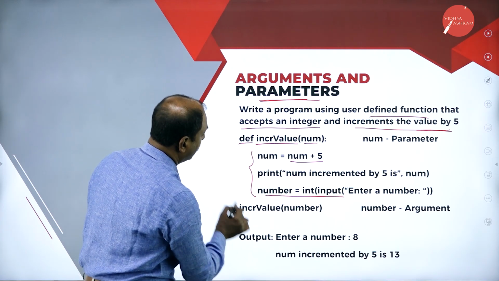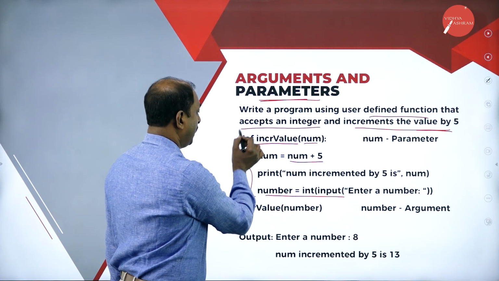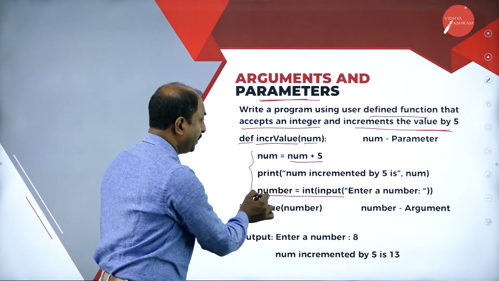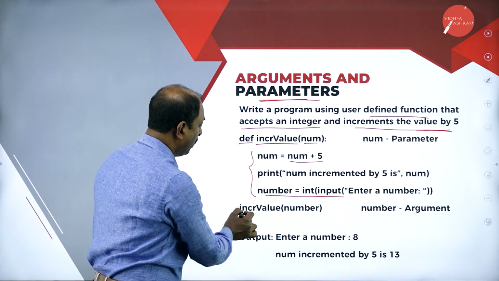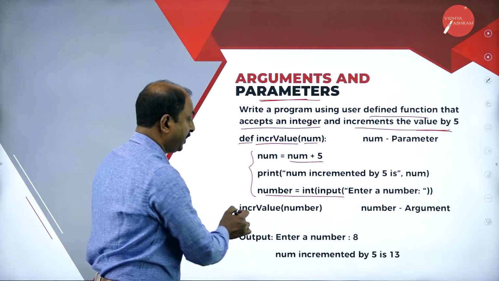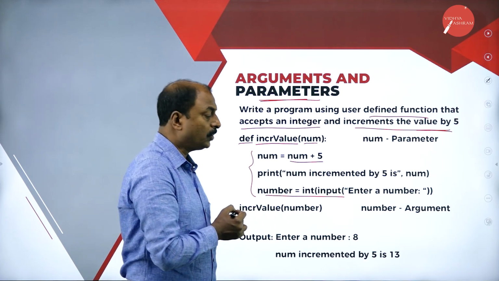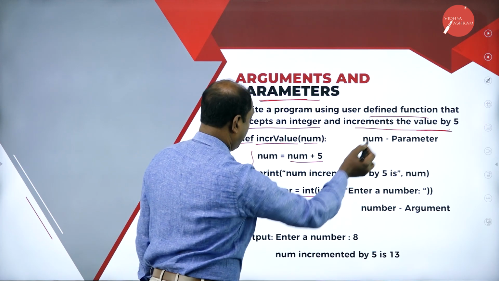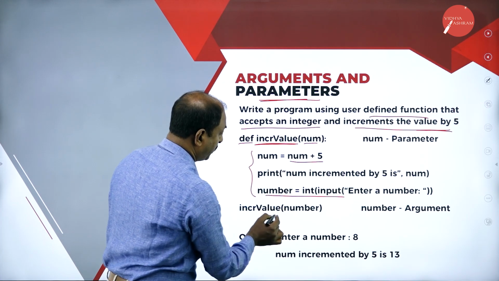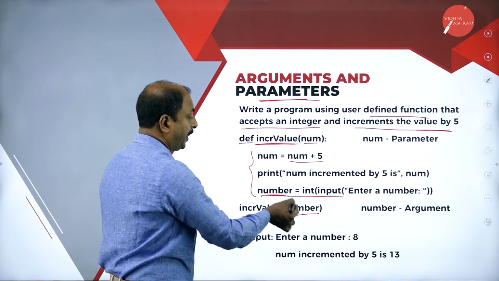Next we have to call the function. Now we look at the indentation of the program here. This is the def, and the program statements start from this line, and from here to here is the body of the function, and we are calling the function by changing the indentation. When you change the indentation, it means that this statement is not a part of this function. So in that case, num is a parameter, and incr value is the name of the function here, and number is the variable here, the one you have input the value into.